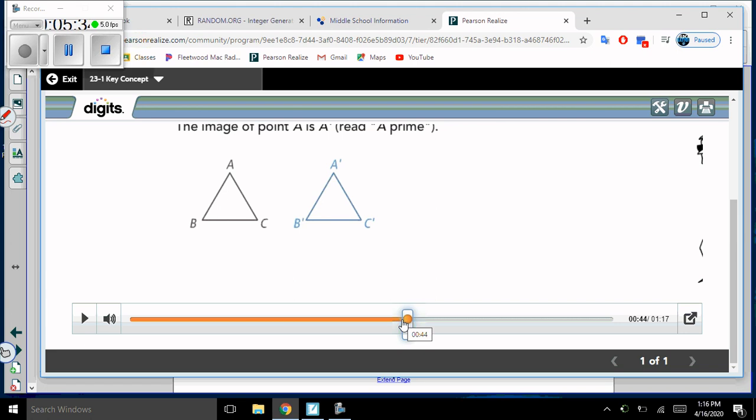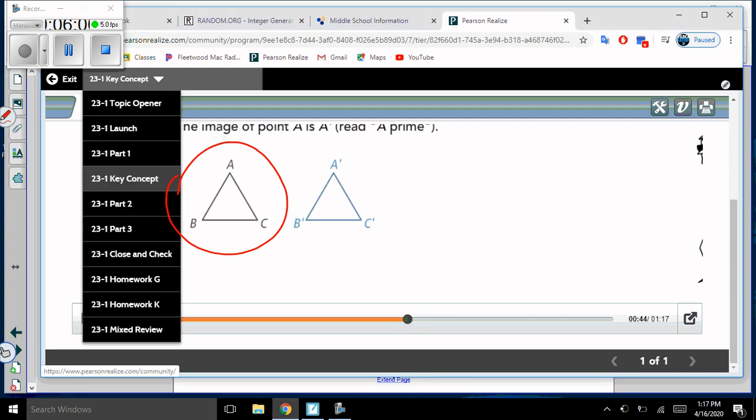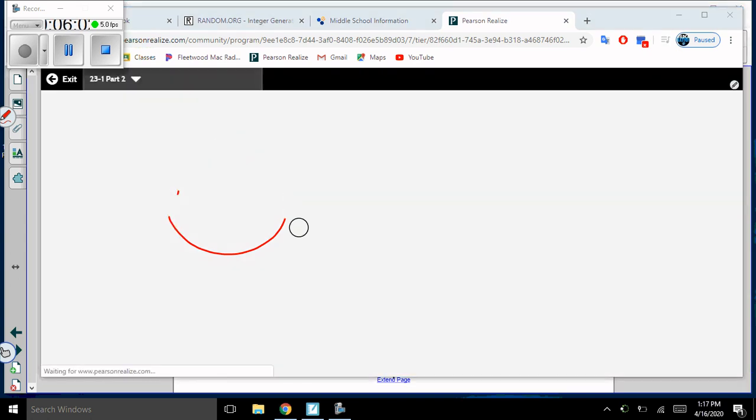So if I take a look at this, this is the original triangle right here. If I want to transform that triangle, whether I'm using a translation, a reflection, or a rotation, then we're going to have to call that one A prime, B prime, C prime. If we happen to do two different things, then it's A double prime, B double prime, C double prime. Okay? All right, let's take a look then at part 2.